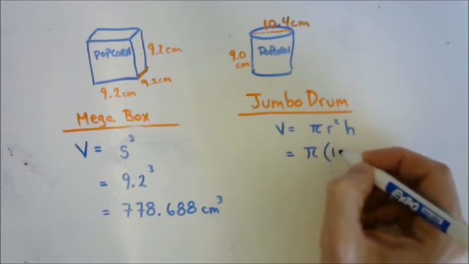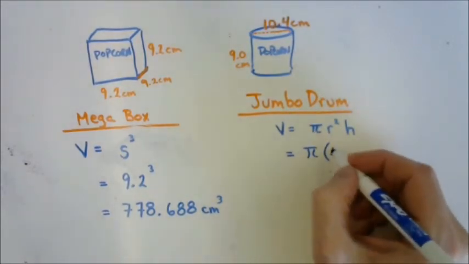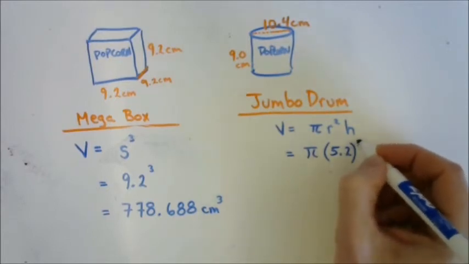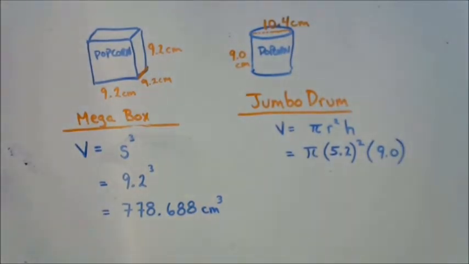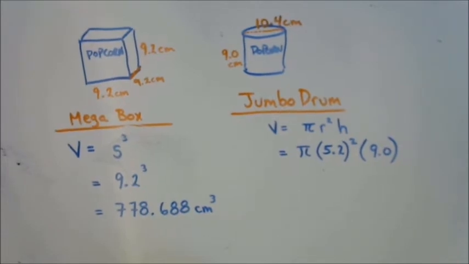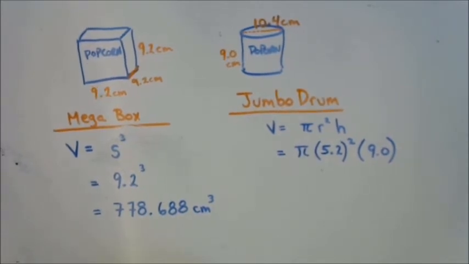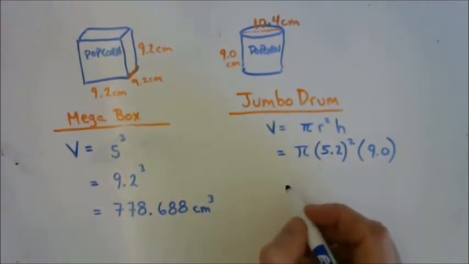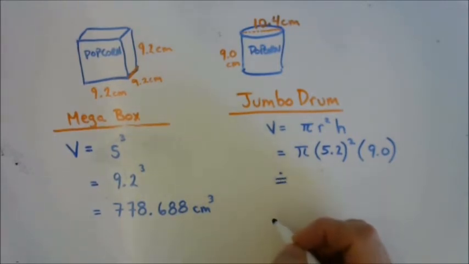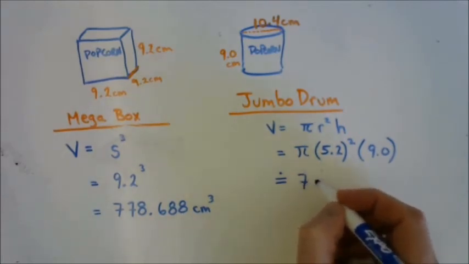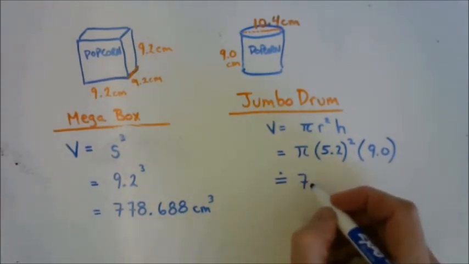times 5.2 squared times the height, which is 9.0. This is where brackets are just cleaner than those multiplication symbols. You can plug that whole thing into your calculator in one go. And we're estimating this one. So whenever you're getting an approximate answer, you put a little dot above your equal sign to show that it's not the exact answer because it's an irrational number.